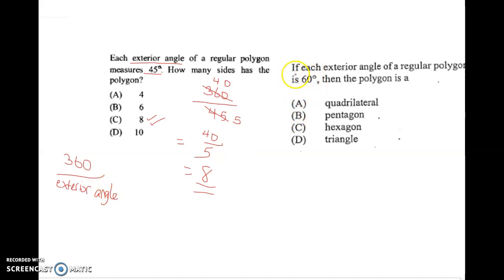And then the second one, if the exterior angle of a regular polygon is 60, then the polygon is, so again we're saying 360 divided by 60, cancel the zeros, and 36 divided by 6 is 6. So this has 6 sides, right? So then which shape here has 6 sides? And remember, we just learned what is what, right? So 4 sides, 5, 6, 3. So my answer is C, right?